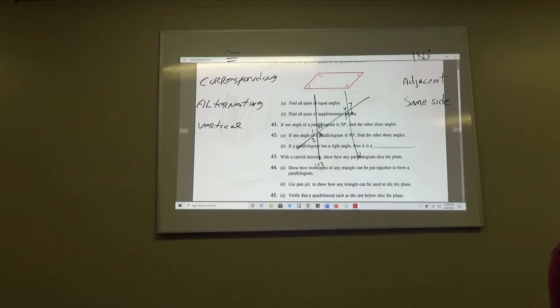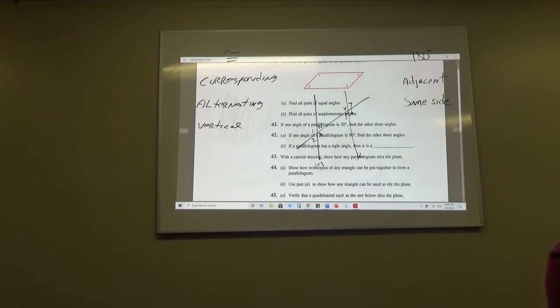Okay, so now here we've got a parallelogram. And we said that the opposite angles are going to be equal and the consecutive angles are supplementary. So number 41 says, if this is 30 degrees, then what do you know about 1, 3, and 4? If this is 30, then what will this angle be? 150, good. And if this is 30, how much is this? 150. And if this is 30, then this is 30 also. So you're going to go 30, 150, 30, 150 around.